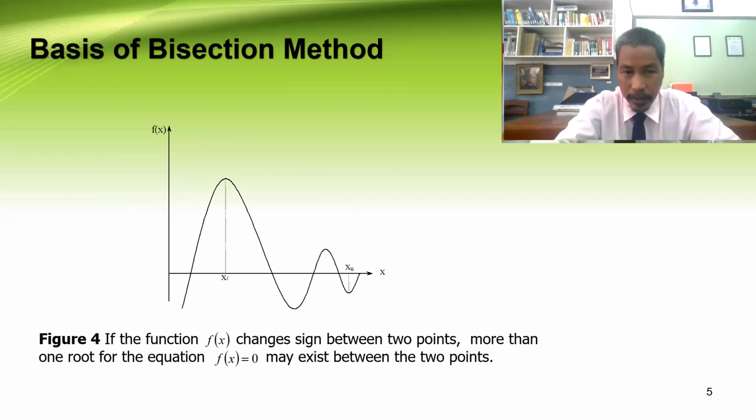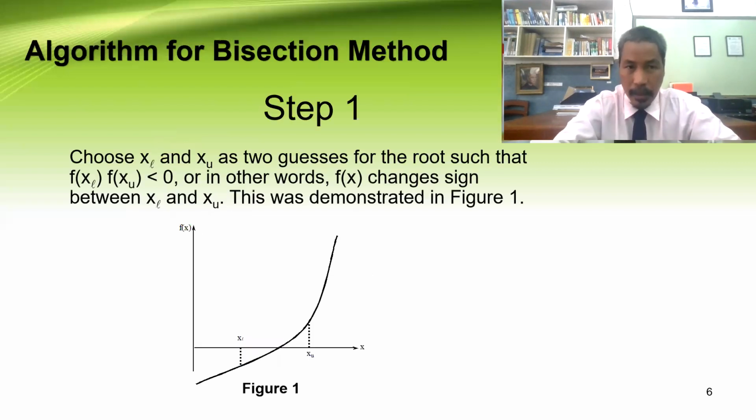Okay, so this is the algorithm for bisection method, meaning the procedure. Algorithm is a step-by-step procedure in order to accomplish a certain operation. So we want to do the bisection method operation, so we want to follow this step-by-step procedure, meaning algorithm. Algorithm step 1. Choose XL and XU as two guesses. Guess. You are not sure. Just give a number.